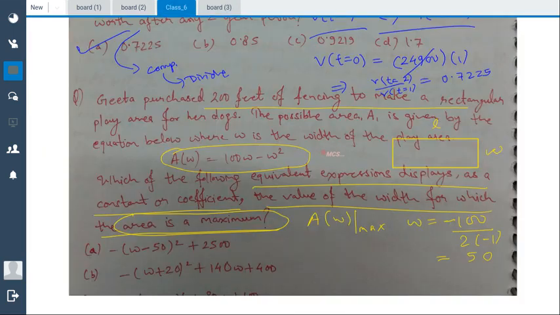Or you can simply equate this to 0. Then you get two values of w. One value of w is 0.